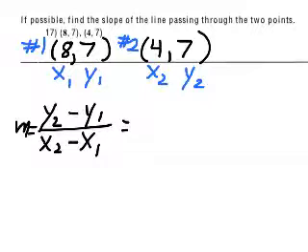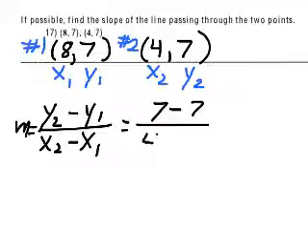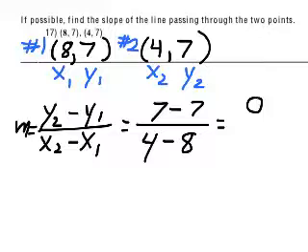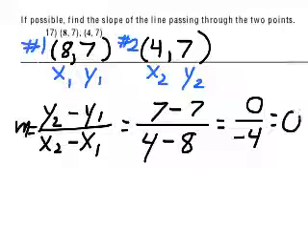Okay, so y2 is 7, y1 is 7, 7 minus 7. See what's going to happen here. x2 is 4, and x1 is 8. So we have 0 over negative 4. Any number divided into 0 is 0, so the slope is 0. M equals 0, which is a horizontal line, right?